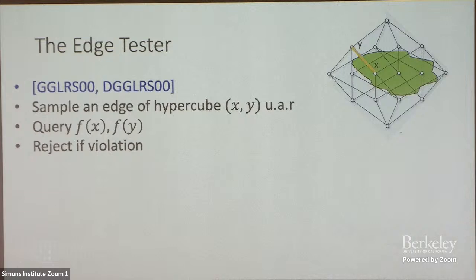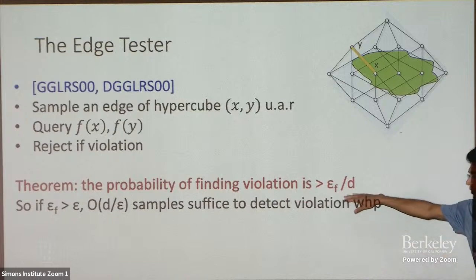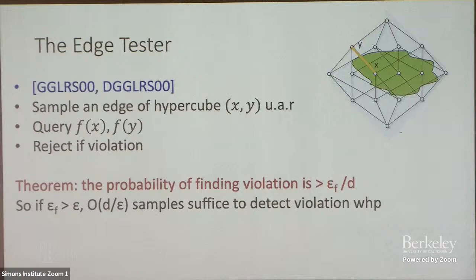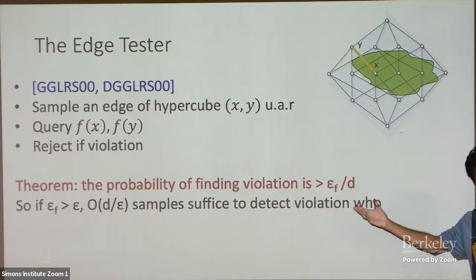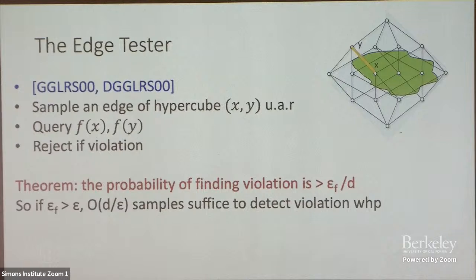A simple local test. I will explain this more as we go along, but then the classic theorem of GGLRS is that the probability of finding a violation is at least epsilon_f over d, where epsilon_f is the distance to monotonicity. And again, you can just think of that as a constant for now. So the probability of finding a violation is like 1 over d. And so, just taking the inverse of that, you need d over epsilon samples to detect a violation with constant probability, and you can boost that. Right? So is this clear? It's likely that this theorem is familiar to many of you. Maybe if you've taken a course in property testing, this is one of those nice classic results that's often taught.